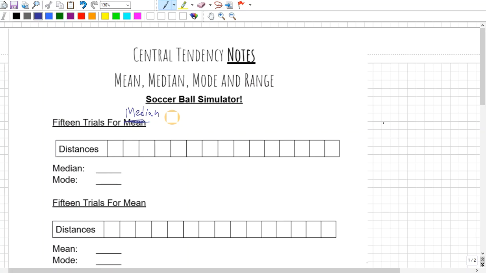And another word for the median is the middle value. Okay, the middle value. So we're going to have a bunch of data. We're going to have 15 sets of data for this one. We're going to write them down, but we're going to order them from least to greatest. That's kind of the biggest thing for median. So order from least to greatest.